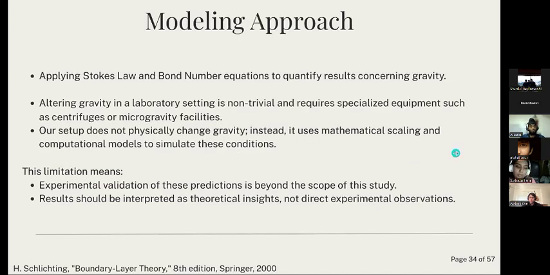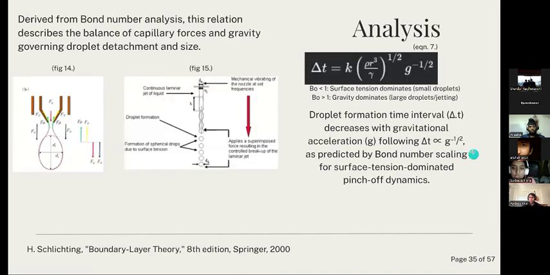This limitation means that experimental validation of these predictions is beyond the scope of the study, and whatever results we get should be interpreted as theoretical insights only, not direct experimental observations at all. So we're going to use two parameters here, the Bond number as well as Stokes law.